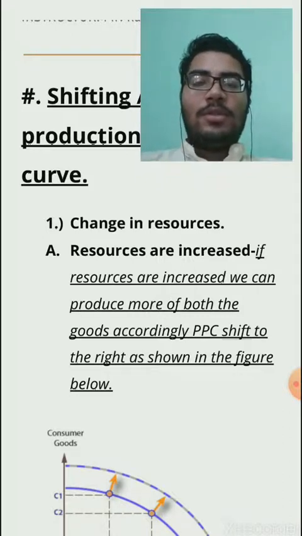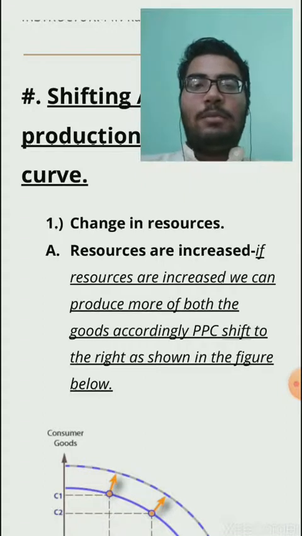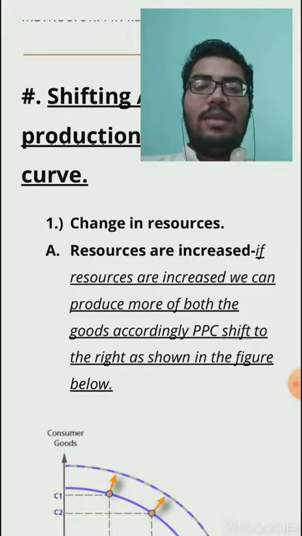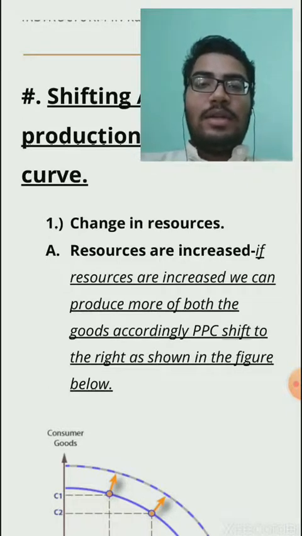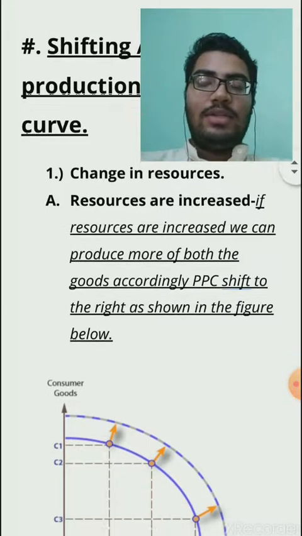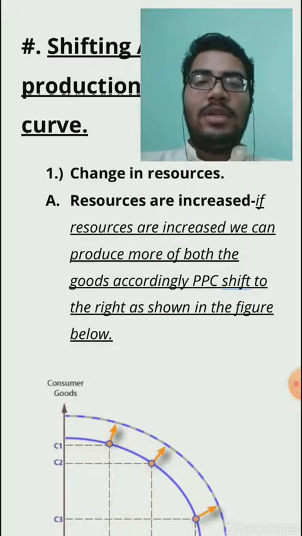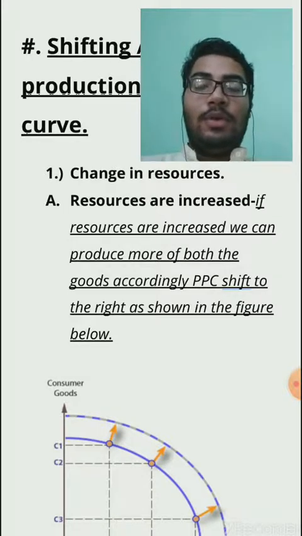Now the production possibilities are not similar to the previous ones because resources have increased. As resources have increased, the production possibilities have also increased from the previous situation, because when resources are limited, the possibilities are also limited. If resources are increased, then possibilities will also increase. So the first point is resources are increased. If resources are increased, we can produce more of both goods. Accordingly, the PPC shifts to the right as shown in the figure below.